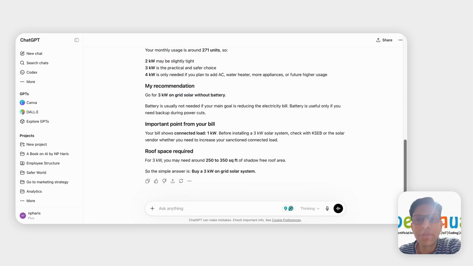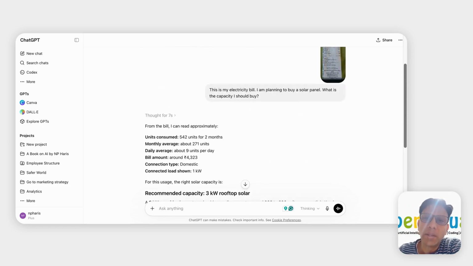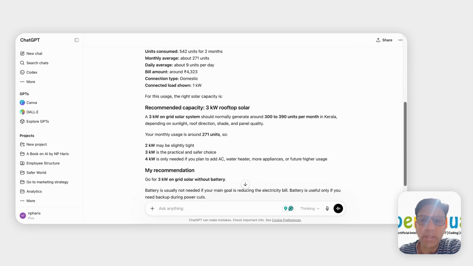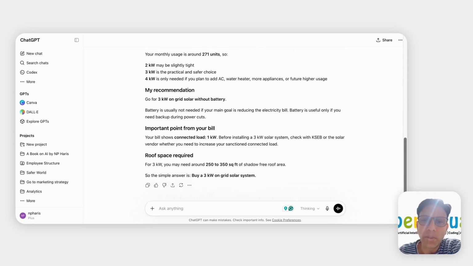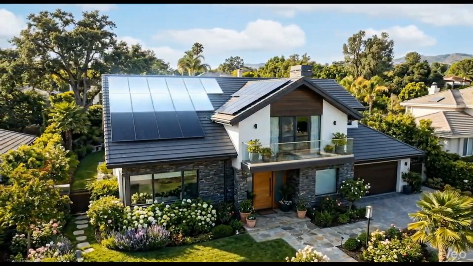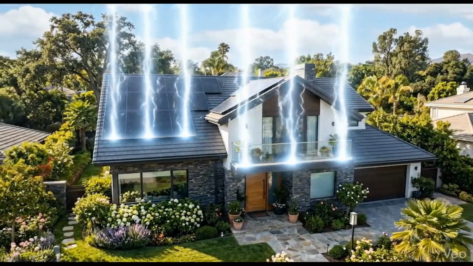Okay, so it is very simple. As you can see, within 1 minute, you're able to identify what is the capacity that you require. Determining the ideal capacity helps you to reduce your initial investment and maximize the efficiency.